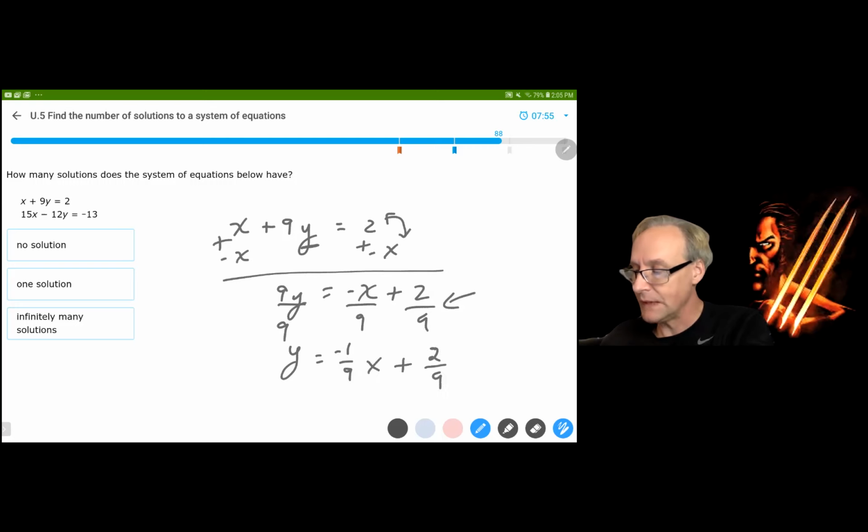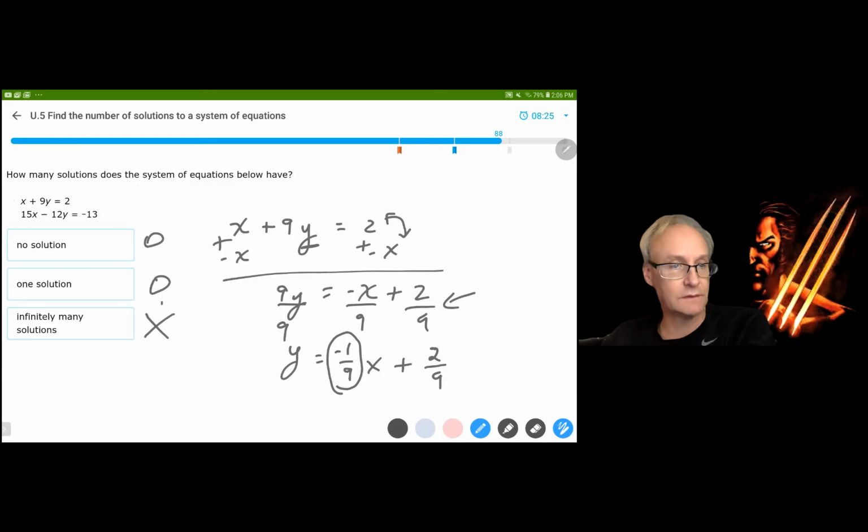But my main interest is with this slope, because if that slope is the same as the slope in the bottom, and they're not the same equation, clearly they're not the same equation. To get these to be equal to each other, I would have to multiply the top equation by 15. And clearly they're going to be different. So I know they're different equations. So it's either going to be this one or this one. Since they're different equations, it can't be infinitely many solutions.